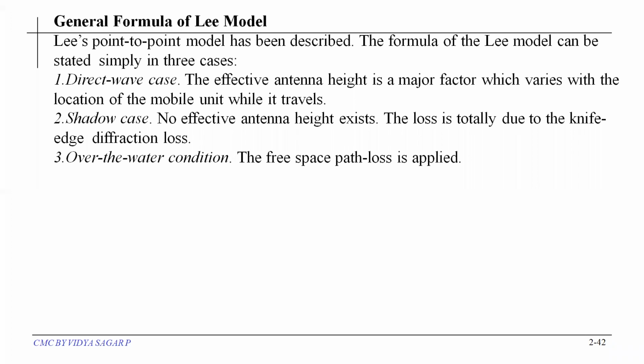In the direct wave case, the antenna height is a major factor. And in this case, the location of the mobile unit plays an important role, because the mobile unit travels from one area to another area. The antenna heights may be different from one area to another also. So in the direct wave case, the antenna height and the location of the mobile unit play an important role.